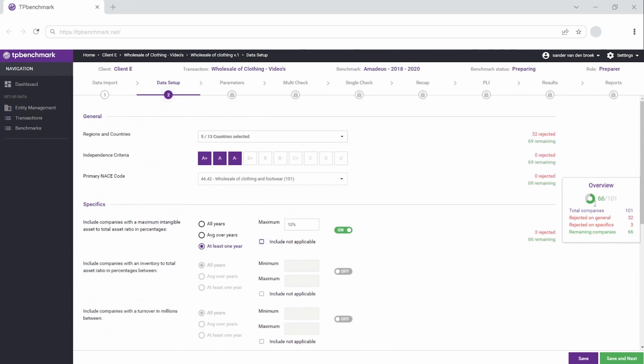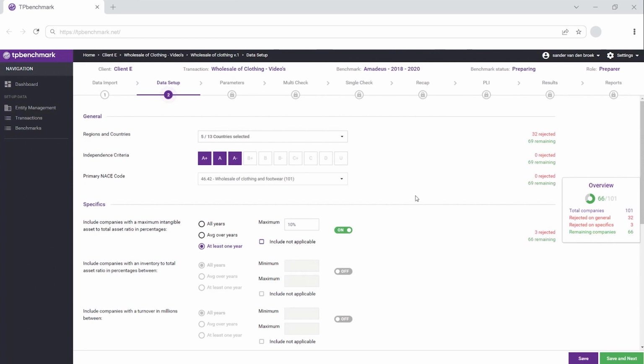There is an overview pane telling us that a total of 66 companies remain. A good side note to make is that the rejected companies won't be deleted from our benchmarking tool. We can draw upon them later if it turns out that the remaining companies were not sufficient for the benchmarking process.